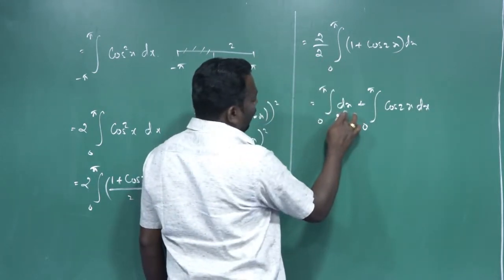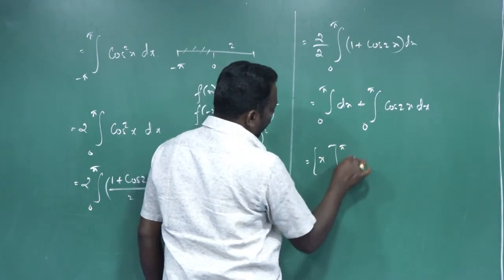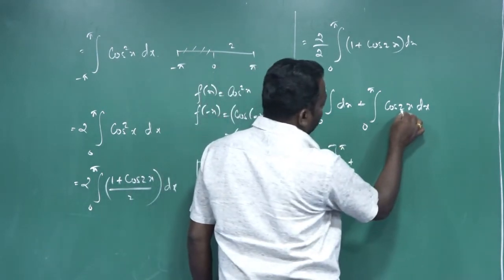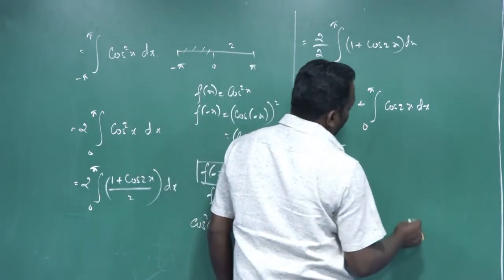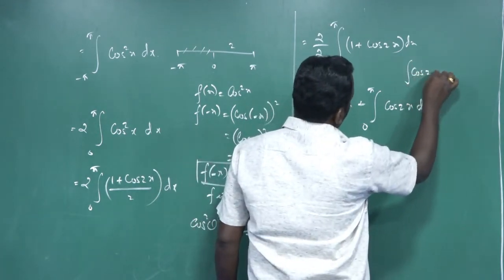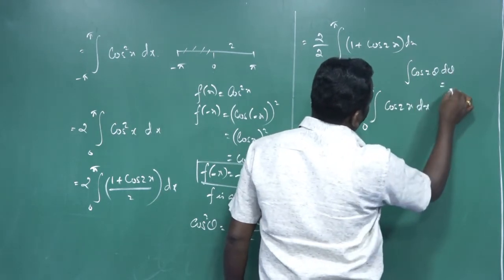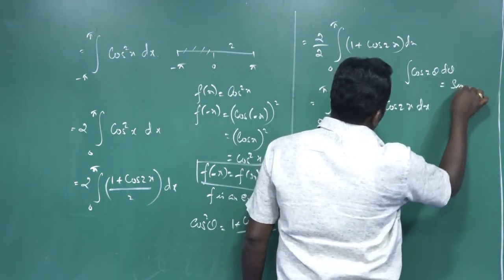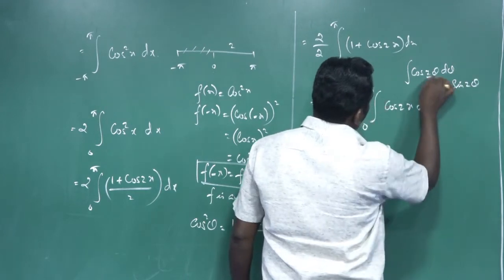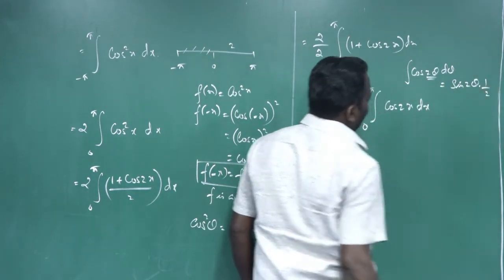Now the integration of dx is equal to x, with limits 0 to pi, plus the integration of cos 2x dx. You know the integral formula: the integration of cos 2θ dθ is equal to sin 2θ, and the coefficient of θ is 2, therefore it is 1 by 2.